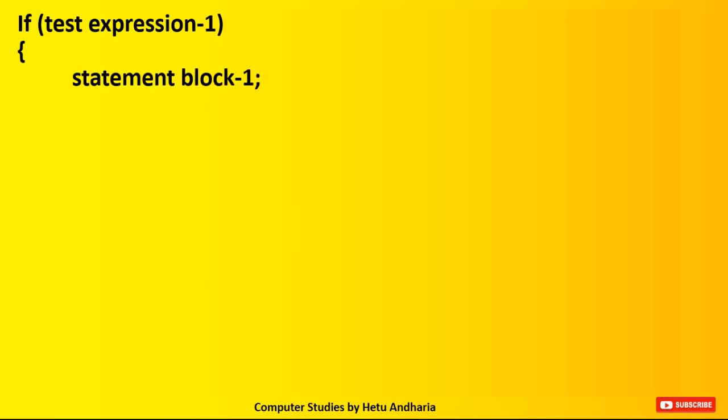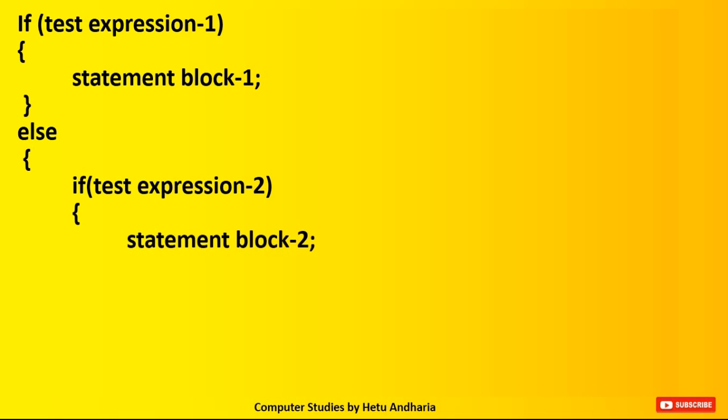Test expression 1. If it becomes true, straight away execute block 1. Here no expression 2 is to be checked. And if test expression 1 is wrong, then in the else part expression 2 is to be checked. If that becomes true, then statement block 2 will be executed, and if it becomes false, then else part of that will be executed, statement block 3. So it is not fixed that every time if will come first and then else. It depends on which problem you are solving, where to put the if and else.